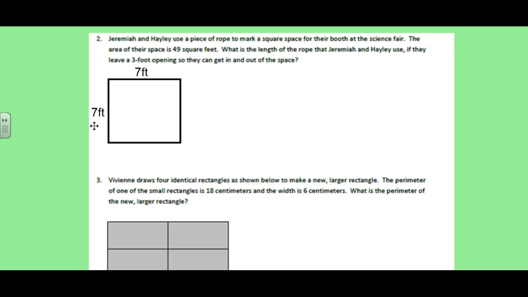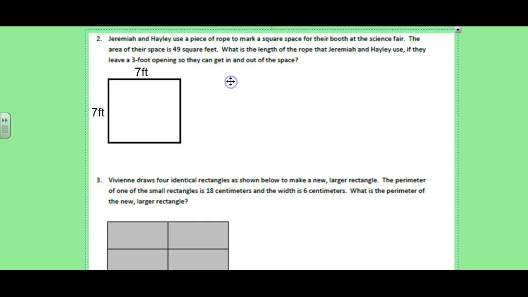It says, what is the length of the rope that Jeremiah and Haley use if they leave a 3-foot opening? So what we can do is we can find the perimeter of this whole square, because that is how much rope they would use to put around all of it. And once we have found the perimeter for the entire area of their little booth at the science fair, all we'll have to do is take away 3 feet so they can leave a little space.